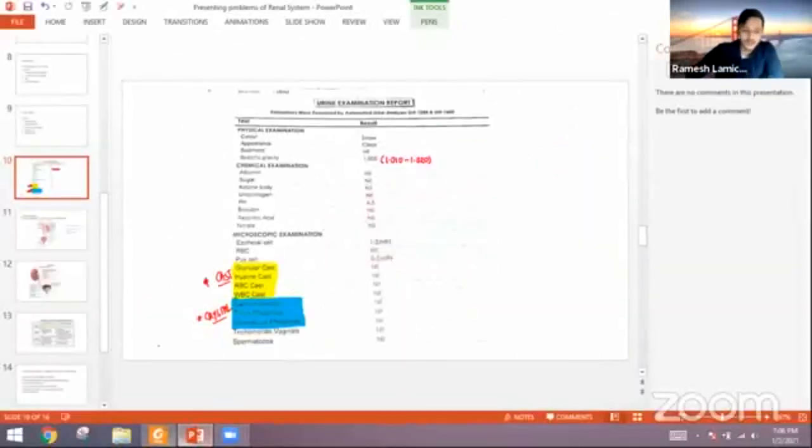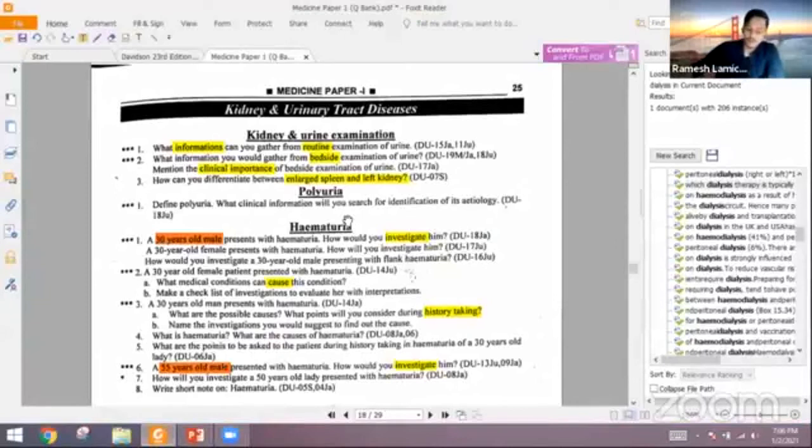Then the clinical importance: we look at the color and amount, meaning how the patient is maintaining fluid volume, whether it is right or the patient is getting dehydrated; this is a good sign. So color, then amount at the bedside, and two routine tests: the heat coagulation test for protein and the Benedict test for sugar. So these are the four things that we see in the bedside examination of urine.